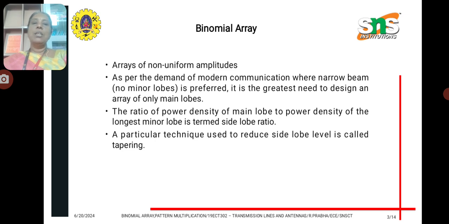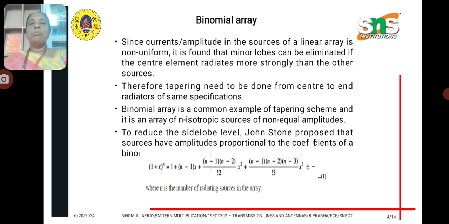So here the binomial array is the case of arrays of non-uniform amplitudes, as per the demand of modern communication, where a narrow beam, that is, no minor lobes, is preferred. So it is the greatest need to design an array of only main lobes. The ratio of power density of the main lobe to the power density of the longest minor lobe is termed the side lobe ratio. A particular technique used to reduce the side lobe level is called tapering.